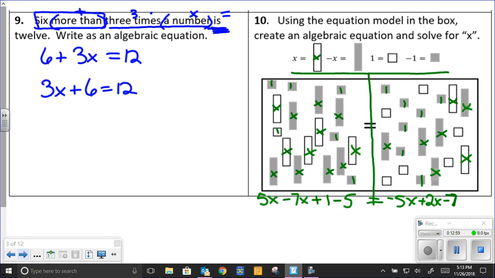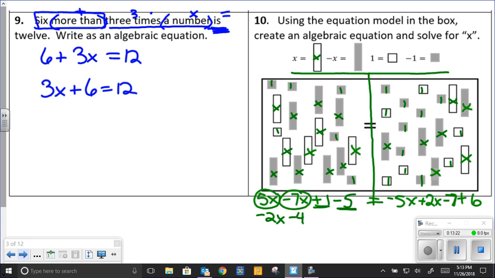And then I have 1, 2, 3, 4, 5, 6 positives, so that's plus 6. All right, now I got to do some combining like terms to get my equation into a more manageable thing here. So I have 5x minus 7x, that gives me negative 2x. I have a plus 1 minus 5, that gives me a negative 4.